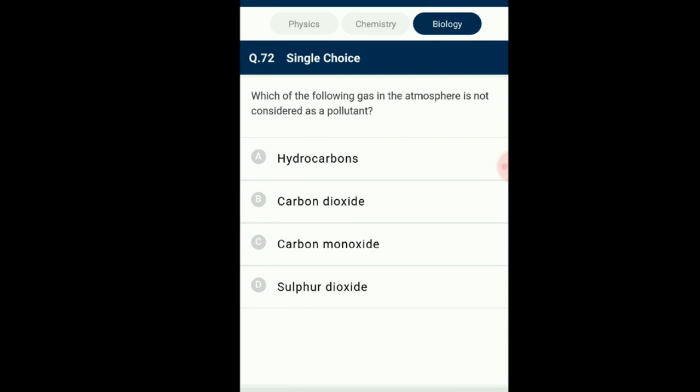Also, it is a greenhouse gas helping in keeping the atmosphere warm enough to sustain life. However, the excessive release of carbon dioxide into the atmosphere by anthropogenic activities has led to an increase in atmospheric pollution. Also, a higher quantity of it causes a rise in global temperature due to its greenhouse effect. So the answer is option B, carbon dioxide.